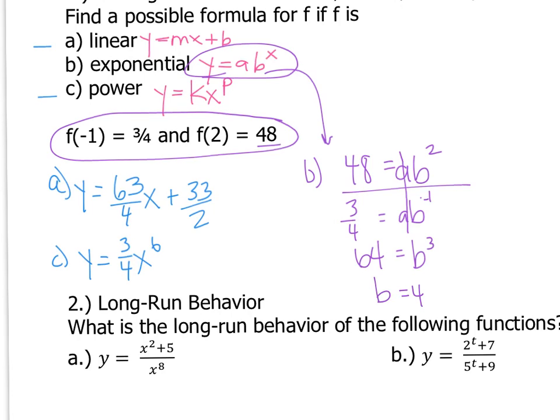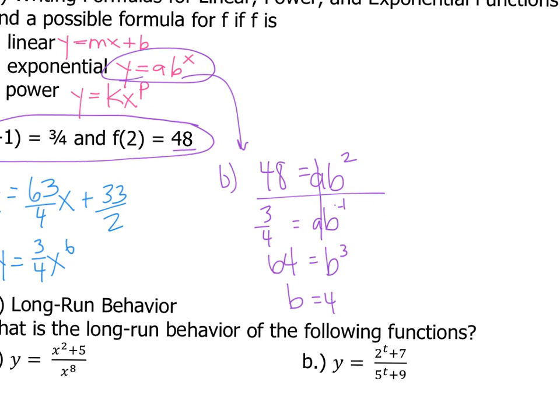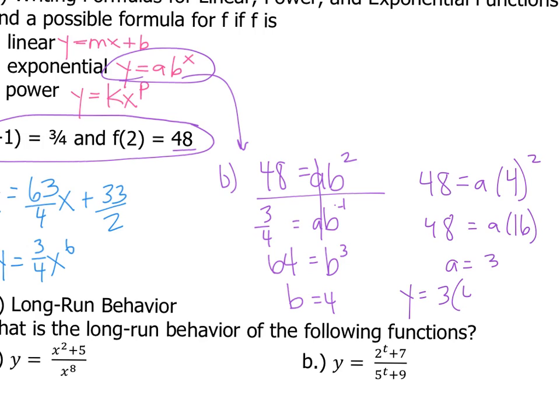And then we take that and we substitute that value of b in for either of these equations. So I'll just choose that first one. So we have 48 equals a times 4 squared, and then solve for a. 4 squared is 16, divide, and we get that a is 3. So then we take those two values, plug them in. So y equals 3 times 4 to the x would be our exponential.